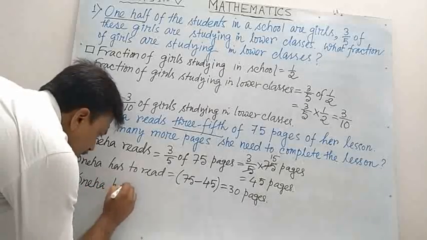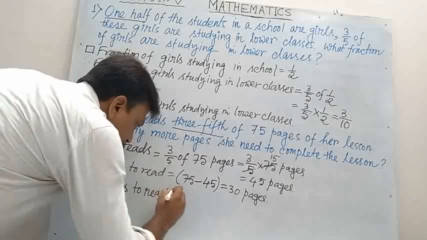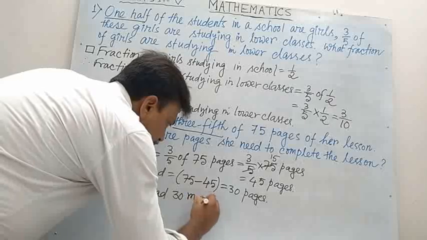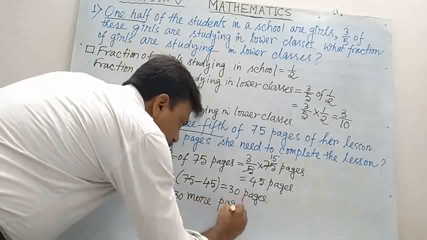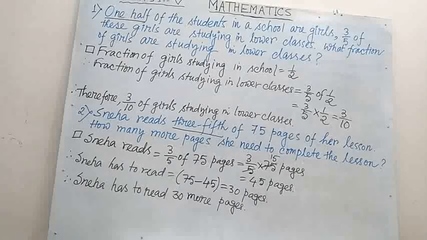Sneha has to read 30 more pages. This completes number 2.